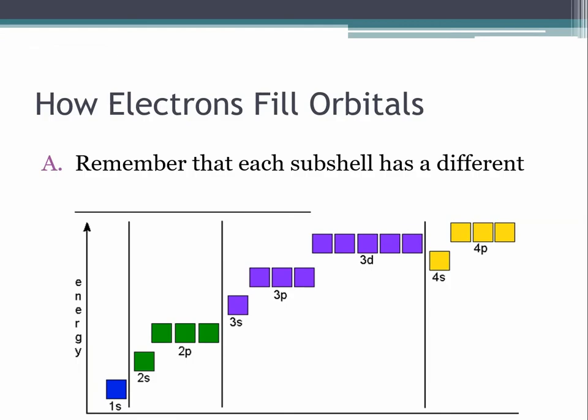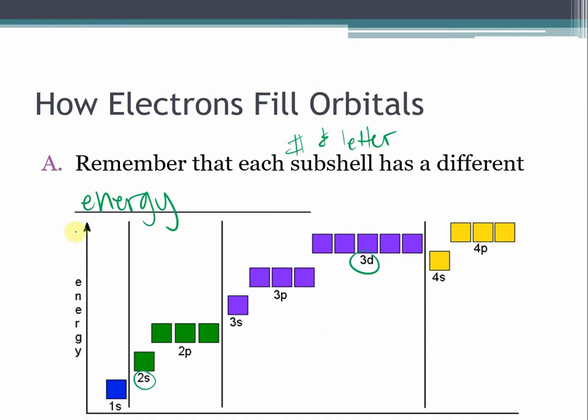Remember that a subshell is when you have a number and a letter together. So this is the 2s subshell and this is the 3d subshell. It describes all of the orbitals together that have the same energy level and the same shape. So remember that each subshell has a different energy.